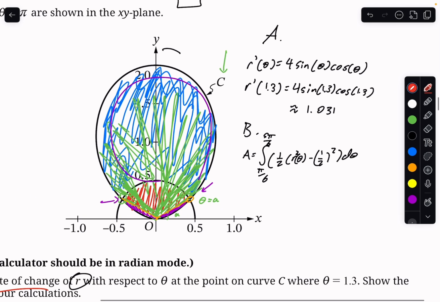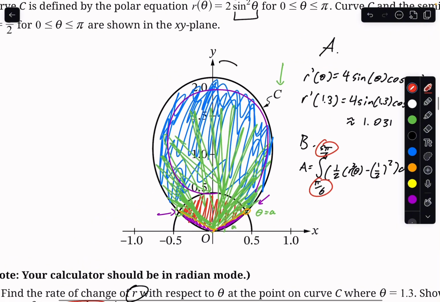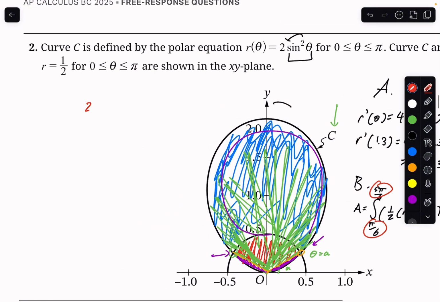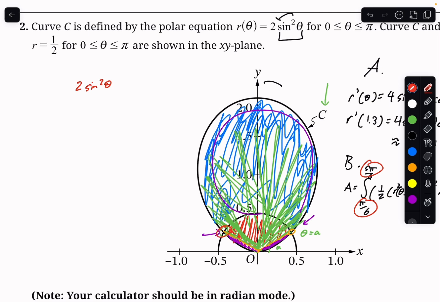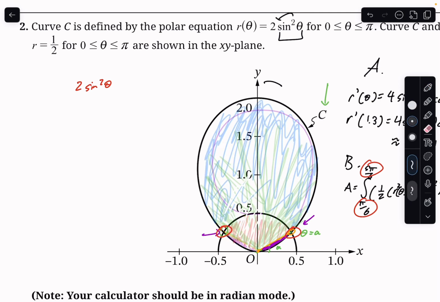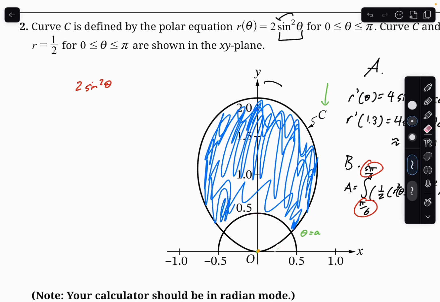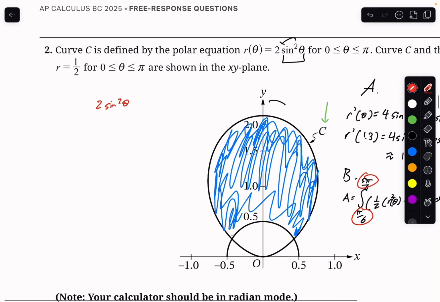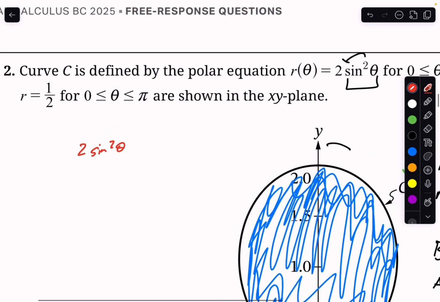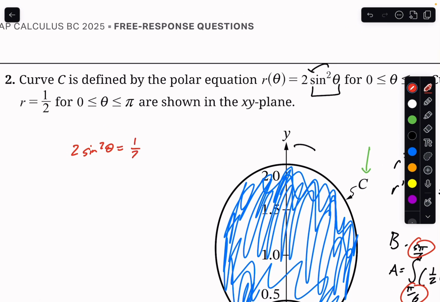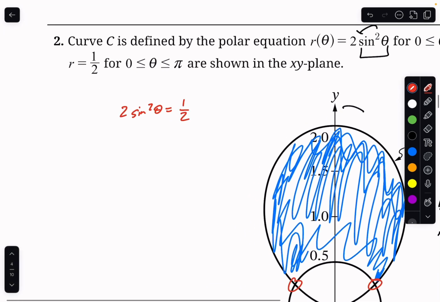Okay, a lot going on here. I already put the points of intersection, but it's quite easy to find them. We know our curve C is 2 sine squared theta, and we're trying to find the point of intersection. When is it equal at those points? I'm going to clean this up just a bit. That's what we're trying to find. Yeah, we just have to find those points of intersection by setting the two equations equal to each other. 2 sine squared theta is going to equal 1/2, and 1/2 isn't just anything, it's this equation right here.